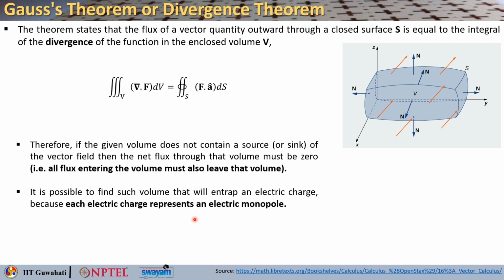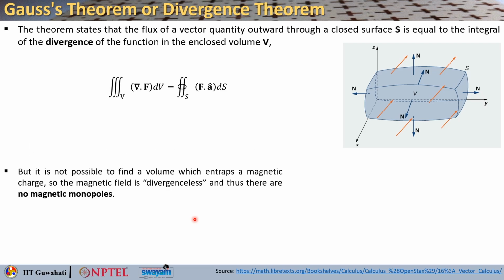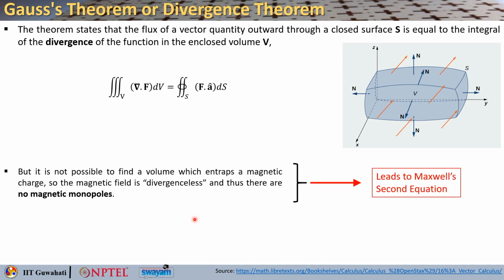So, it is possible to find such a volume that will entrap an electric charge, because each electric charge represents an electric monopole, and that leads to Maxwell's first equation. And if you try to reapply this to the magnetic field, you will see that it is not possible to find any volume that can entrap a magnetic charge, so the magnetic field is divergenceless, and hence you can say that there are no magnetic monopoles, and this basically leads to Maxwell's second equation, right.